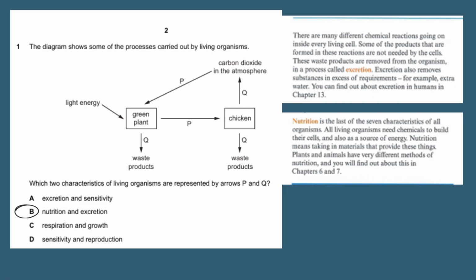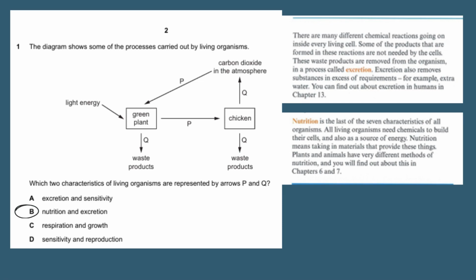Let's see. You can see a green plant removing waste. Removing waste means, of course, excretion. If you look at the answers at the same time, excretion is mentioned in only one answer, so it should be the correct answer. In the exam you have limited time, so these are tips you have to use. Let's see about P.